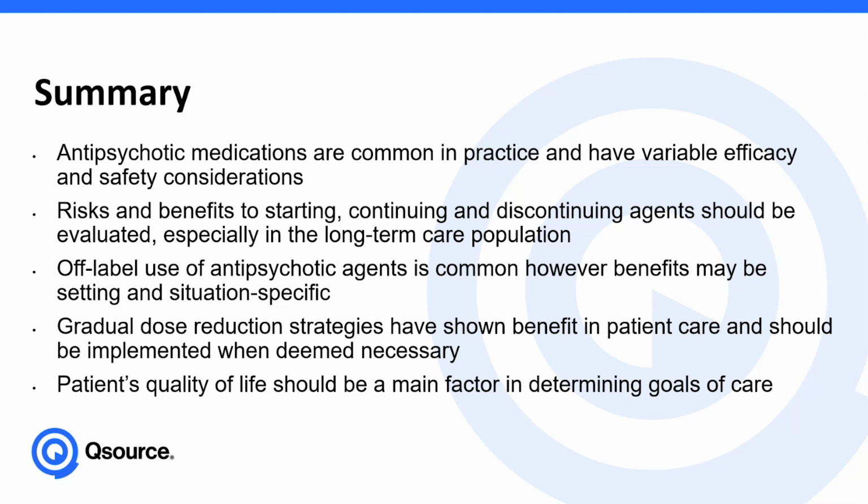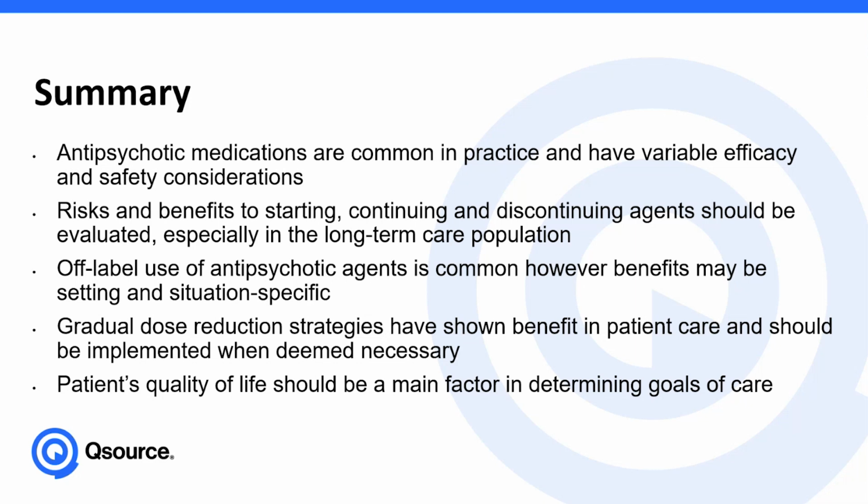So in summary, antipsychotic medications are common in practice. They have variable efficacy and safety considerations. Risk and benefit of starting, continuing, and discontinuing agents should be evaluated, especially in our patient populations. Off-label use is common in this particular class of medication, and while there are some benefits in some settings, it's very situation specific, and it's important for you to understand the risk and benefits in your setting and your specific situation.